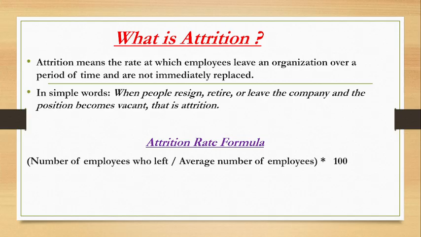Now, what is the attrition rate formula? How can we calculate the attrition rate? The number of employees who left, divided by the average number of employees, multiplied by 100. This is the formula for calculating attrition. I will show the calculation at the end.